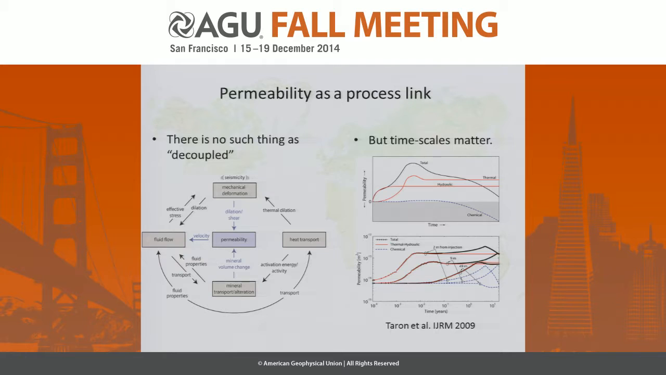And so that's getting to this. And so I, of course, also have a coupled diagram. This is mine. I would say that there is no such thing as decoupled. And my point here is, see, where'd my mouse go?